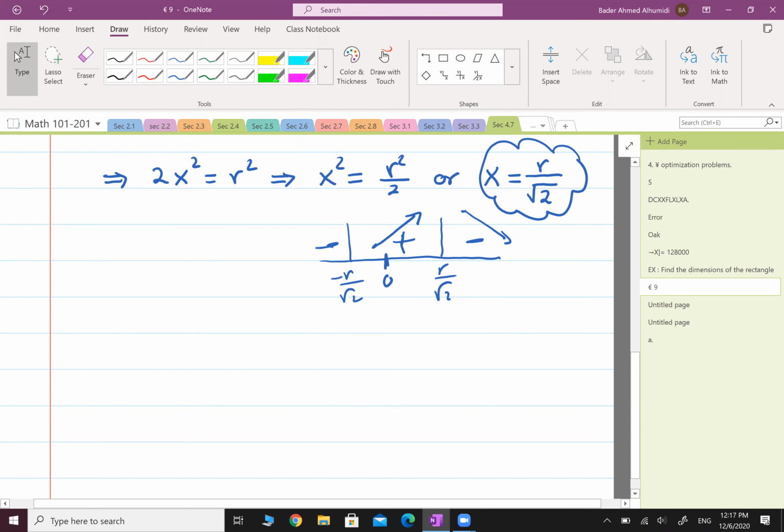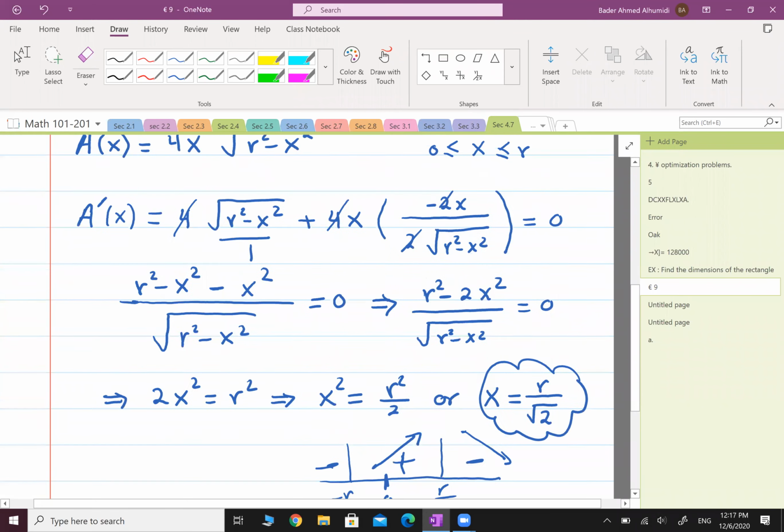Now to understand what our y will be: y is equal to what? What is the relationship between them?